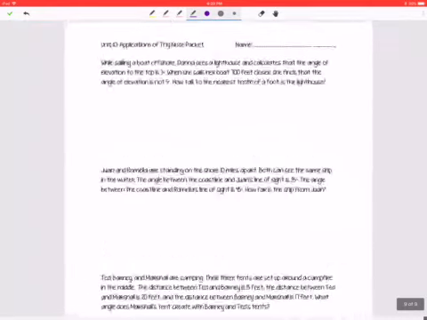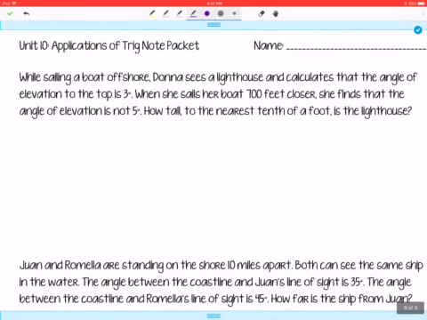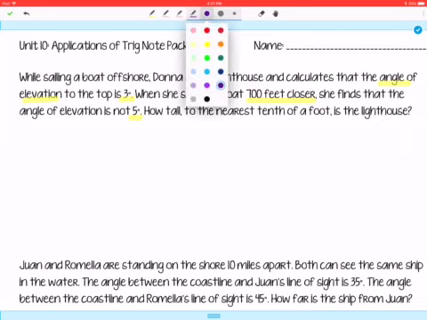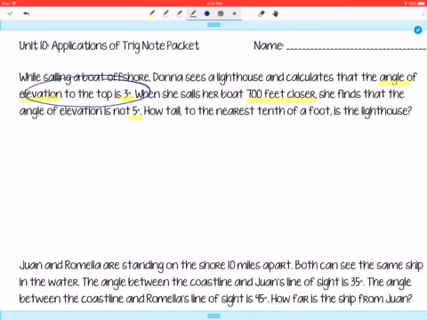All right, question number 4. While sailing offshore, Donna sees a lighthouse and calculates that the angle of elevation to the top is 3 degrees. When she sails her boat 700 feet closer, she finds that the angle of elevation is now 5 degrees. How tall, to the nearest tenth of a foot, is the lighthouse? This is similar to what we had in our homework the other day, where you can tell there should be 2 separate triangles, because originally she's a certain number of feet out, but then she moves closer and creates a second triangle.